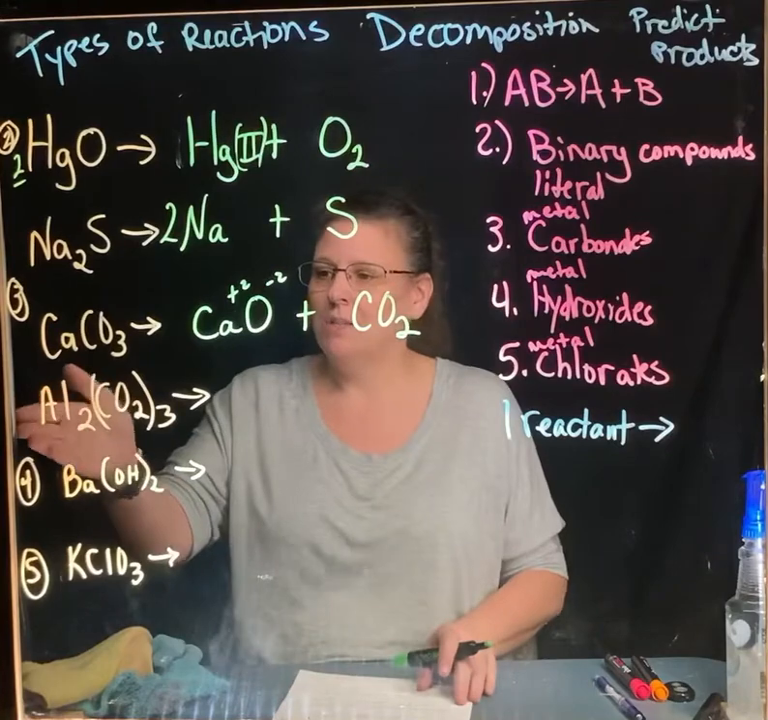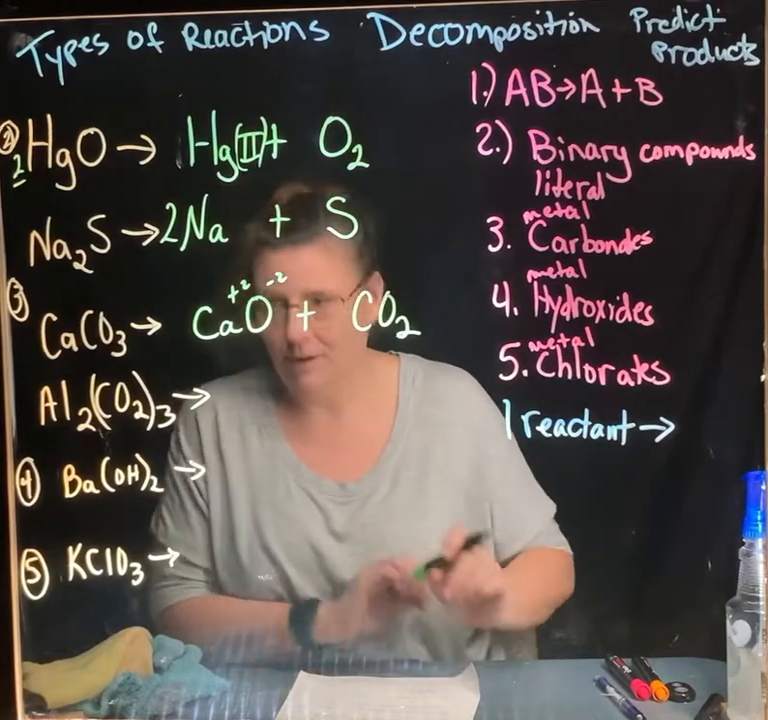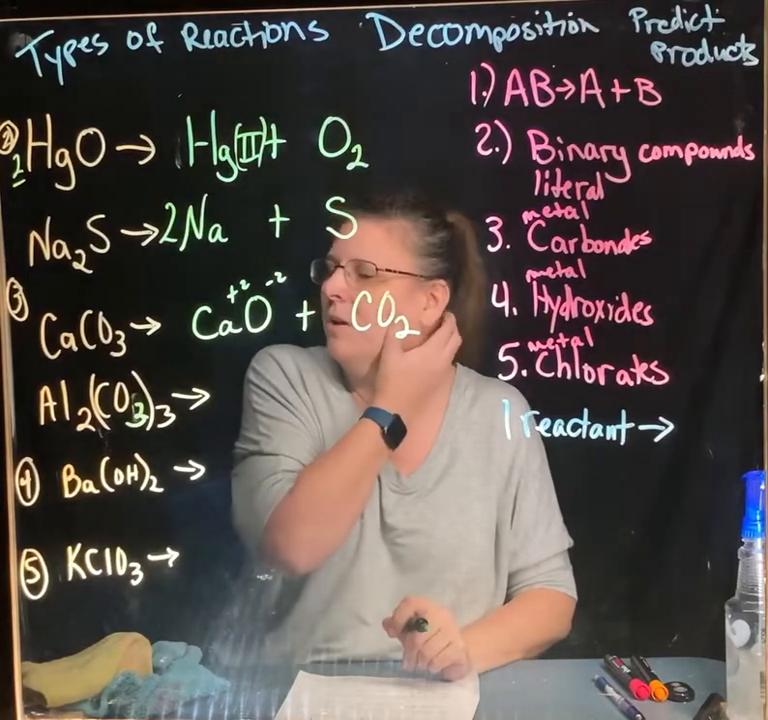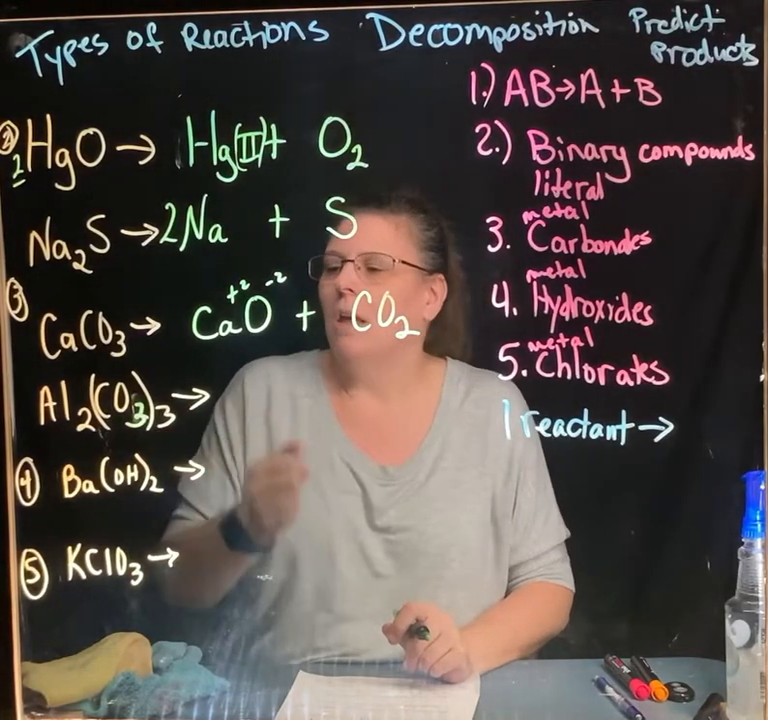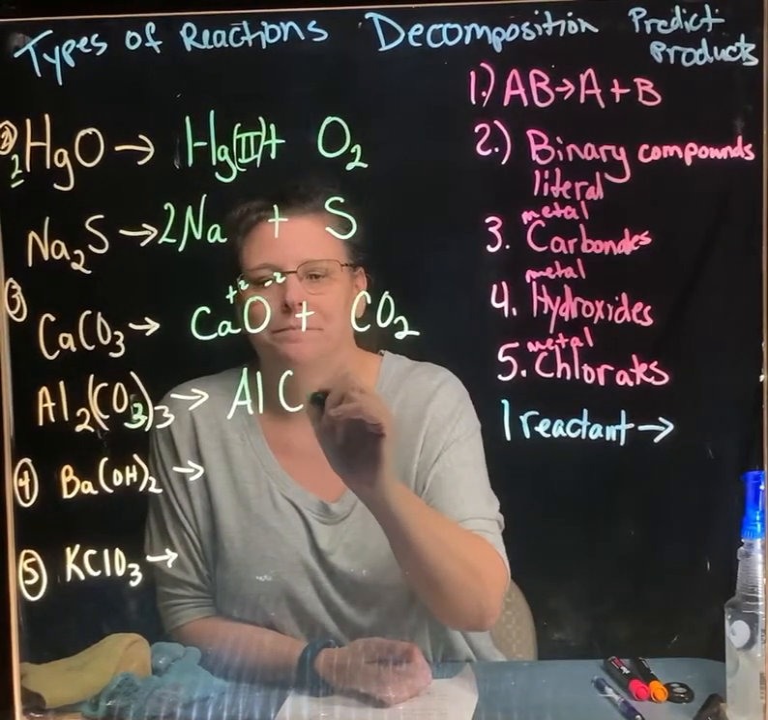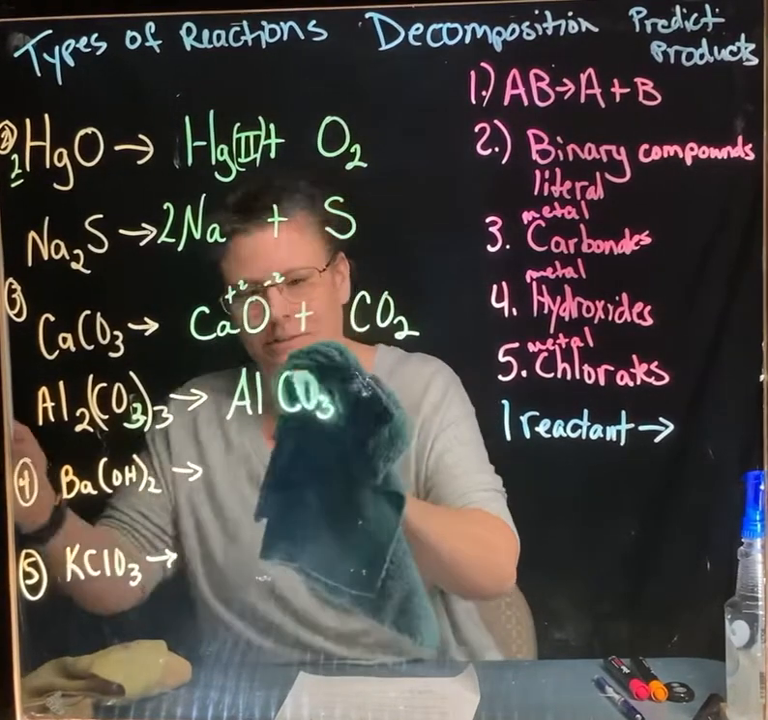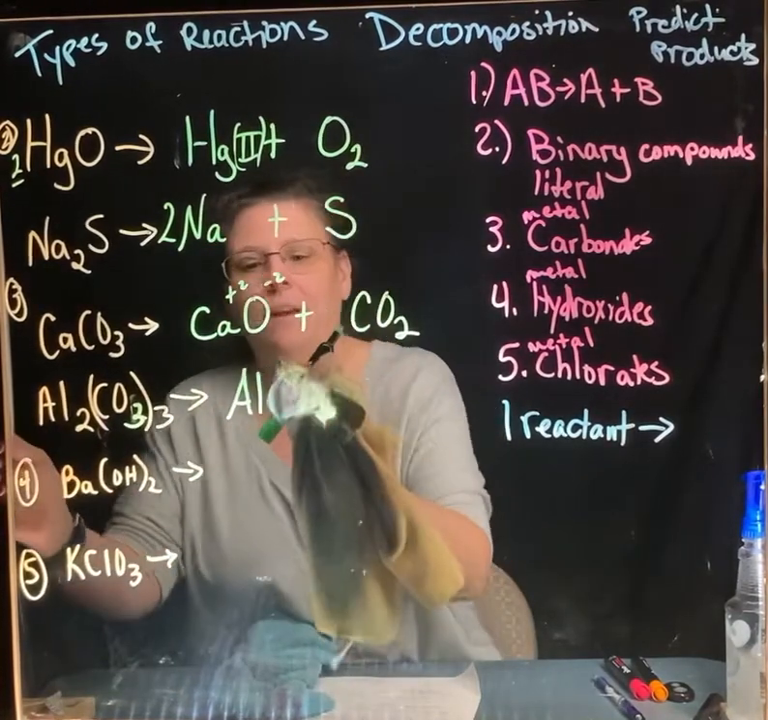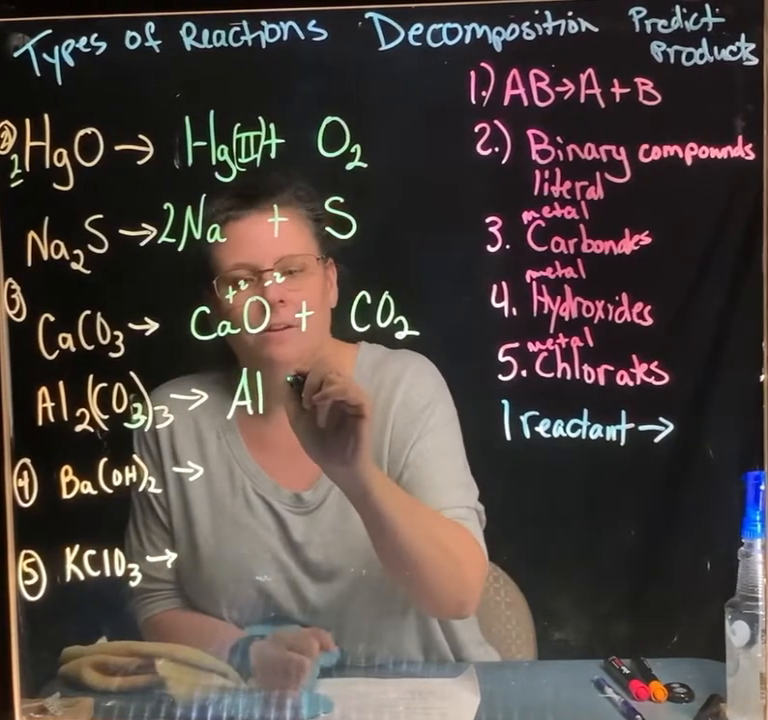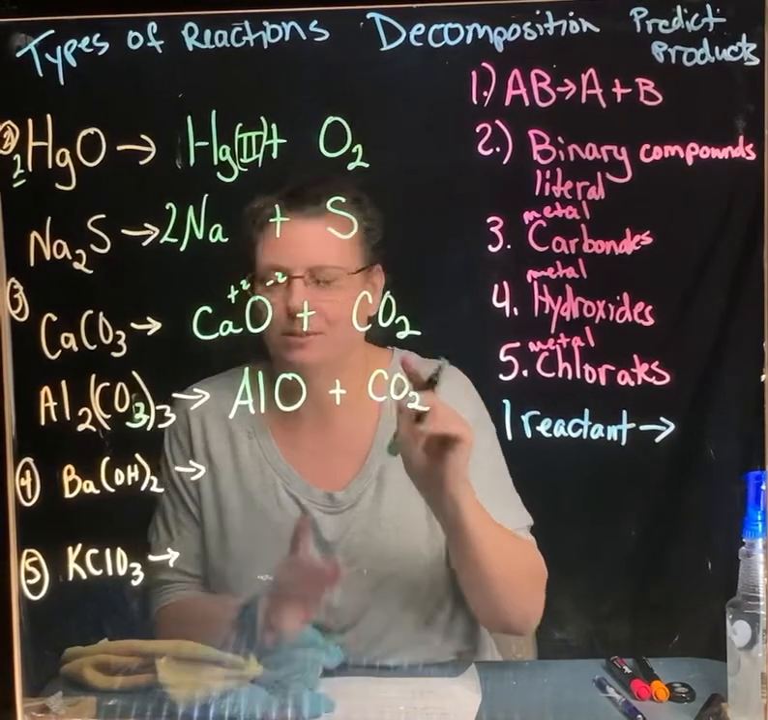All right, next one, predicting this product. It's a carbonate. I think I messed up on there. Yep, I did. Let me fix that. That should be a 3. Okay, aluminum carbonate. You write down your metal plus your oxygen. Sorry, not your carbonate, your oxygen. I know some of you are going, wait. I'm thinking ahead. I've been doing a whole bunch of videos today. Your metal oxide, plus your carbon dioxide. That's what I was thinking.